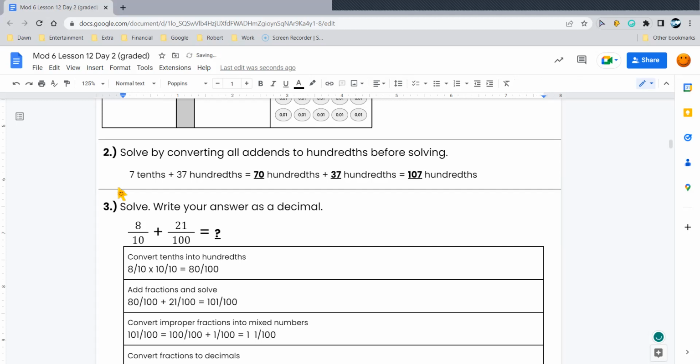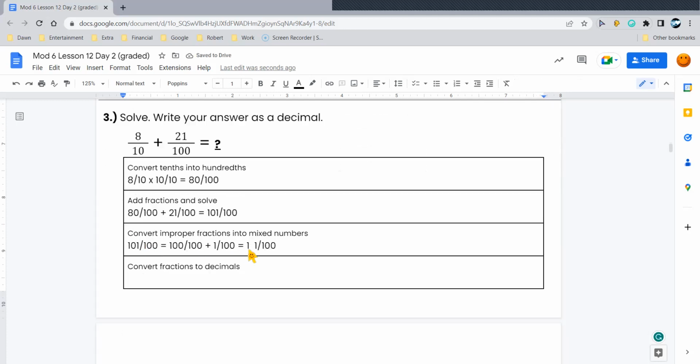I'm trying to make room so we can see this bottom one. Now I'm going to take this 1 and 1 over 100 and turn it into a decimal. So I'll go 1 because that's my whole number, but I have hundredths, so I've got to put a 0, 1. So right over here, I'll go 1.01, which is the same as 1 and 1 over 100.